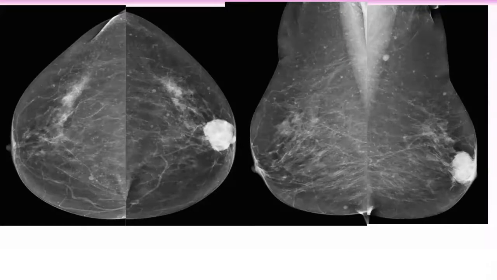These are CC views and MLO of breast ACR B, showing diffuse dense lesions of different sizes scattered over both breasts bilaterally. What is the striking abnormality that appears?